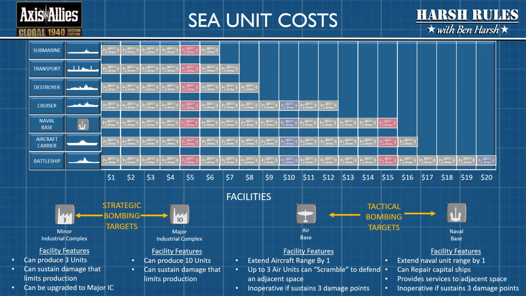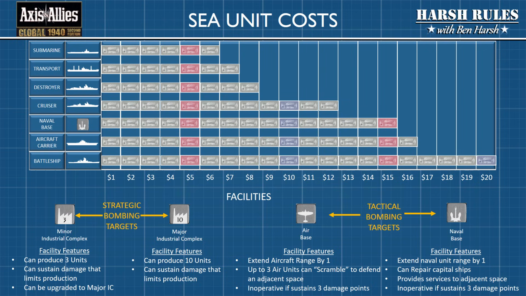Air bases can extend the range of aircraft stationed nearby by 1. Air units can also be scrambled to provide defense to an adjacent territory or sea zone space. An airbase becomes inoperable if suffering 3 points of damage from a tactical bombing raid.